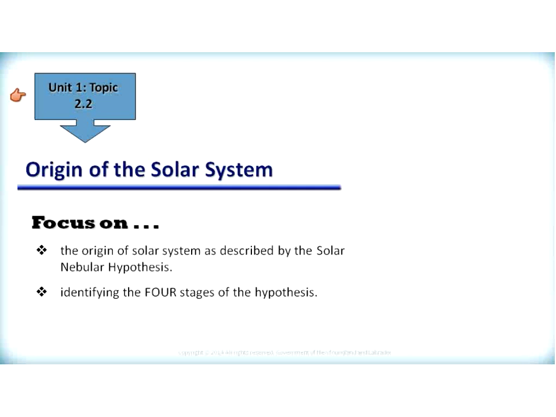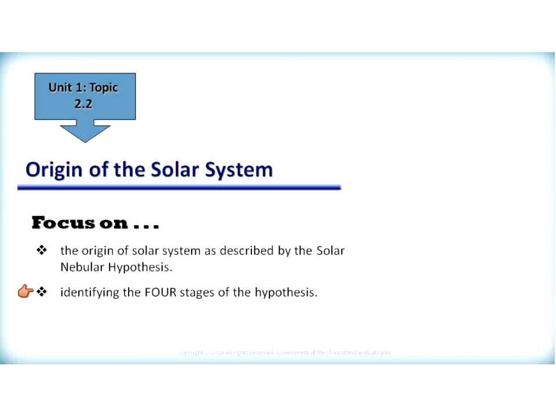Unit 1, Topic 2.2 will focus on the origin of the solar system. Our primary focus here will be on the origin of the solar system as described by the solar nebula hypothesis and identifying the 4 stages of the solar nebula hypothesis.